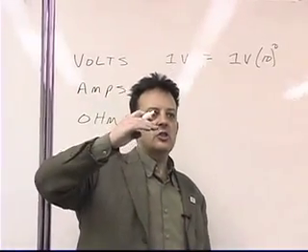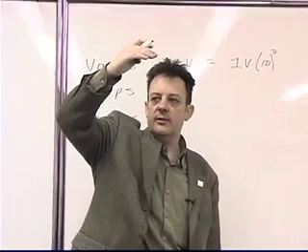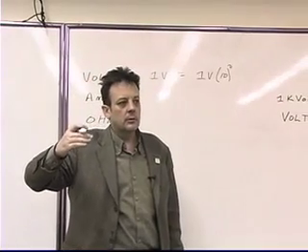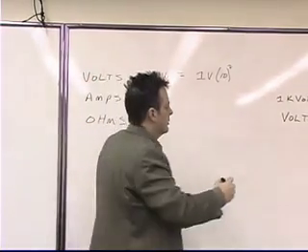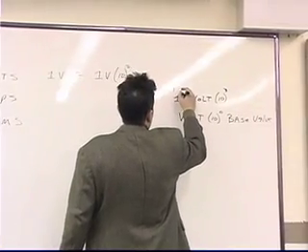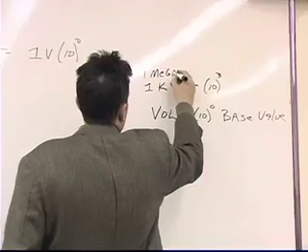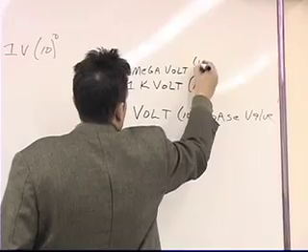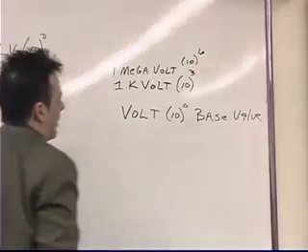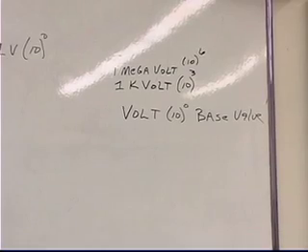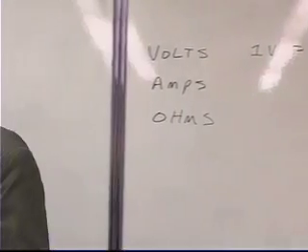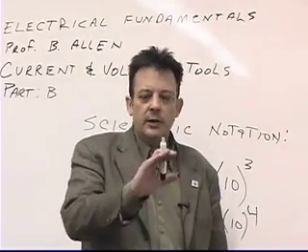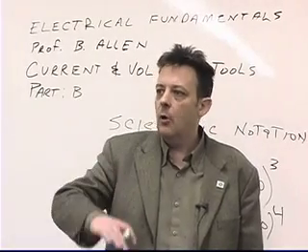What about the next jump to take us to 10 to the 6th? Does anybody know what that prefix would be? Mega. So 1 megavolt would be 10 to the 6th power. We won't get too much bigger than mega in this class, but we will get smaller because we'll study capacitors, and capacitors get really small.